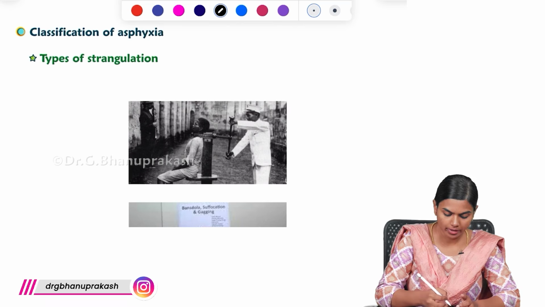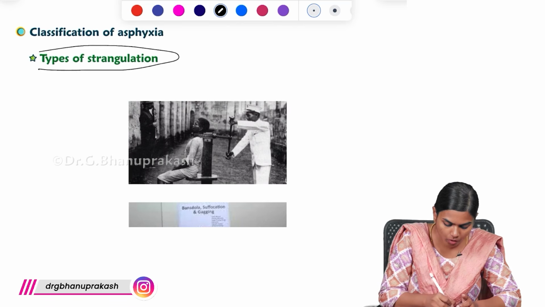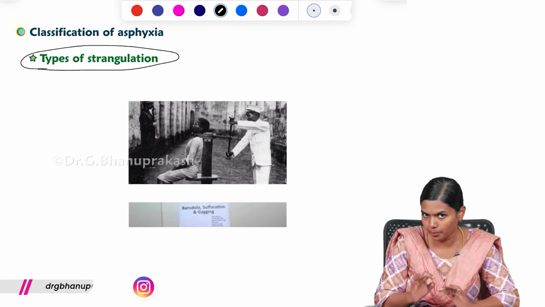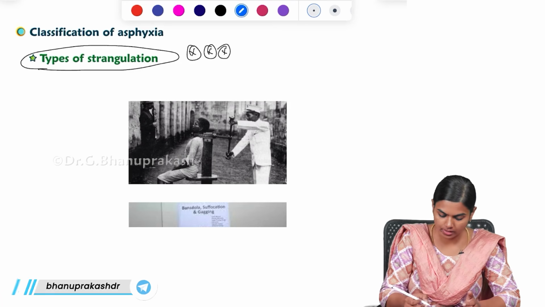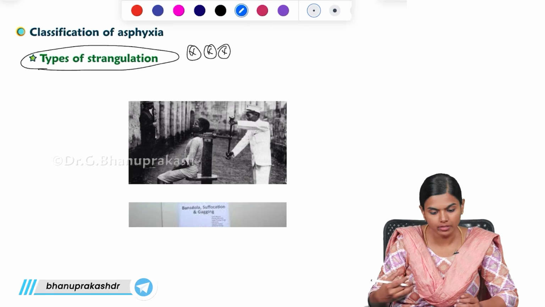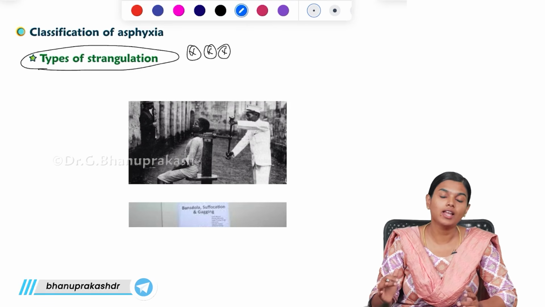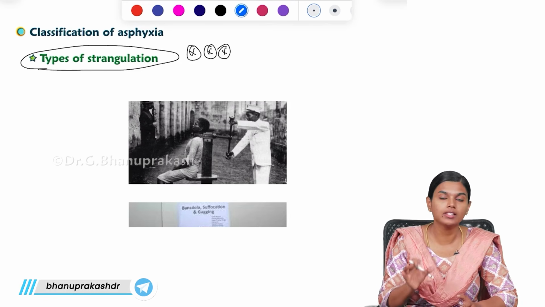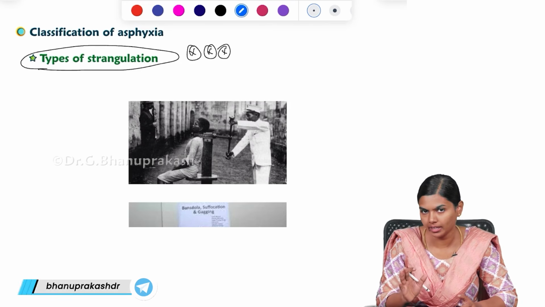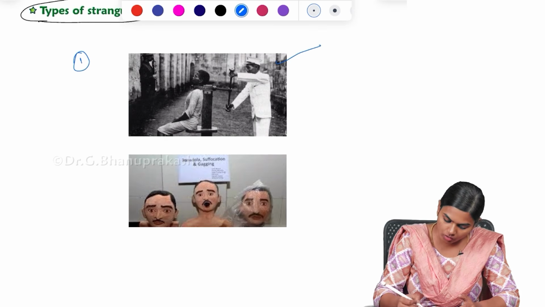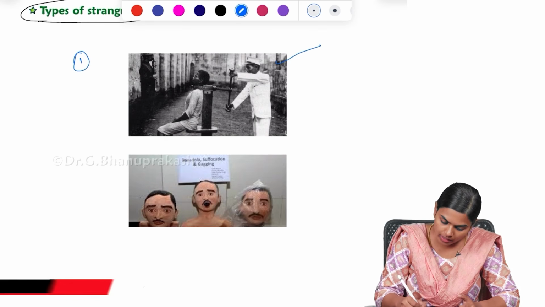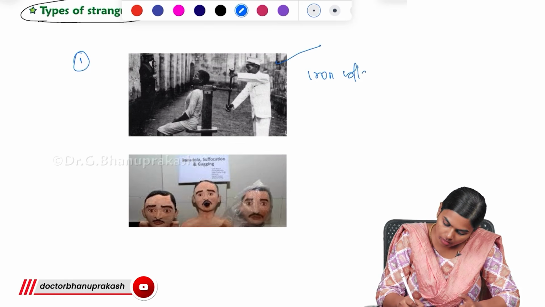And now we are going to see the types of strangulation. This is very important. In this, they will show you a picture, put it as a spotter, and ask you what type this is, what is the name of this type of mechanical asphyxia. So first is this. Here you see there is an iron collar around the neck.